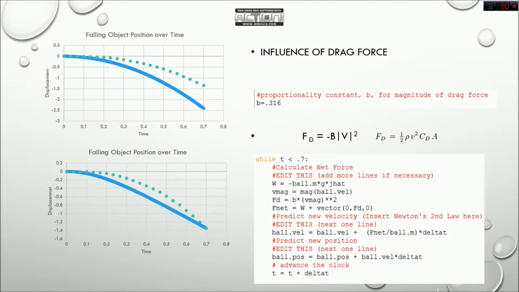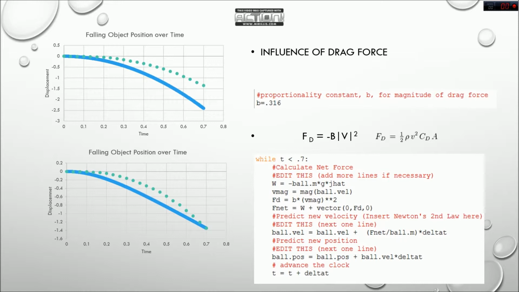Drag force is equal to 1/2 times the air density times the magnitude of velocity squared times some constant multiplied by the surface area. However, this was simplified to a coefficient times the magnitude of velocity squared. The proportionality constant was determined using trial and error as 0.316. In the lower section of the code, most was kept the same. However, the net force was set equal to weight force plus the drag force, where drag force was equal to the proportionality constant times the velocity magnitude squared. In order to get the magnitude of the velocity, the function mag was used in Python.